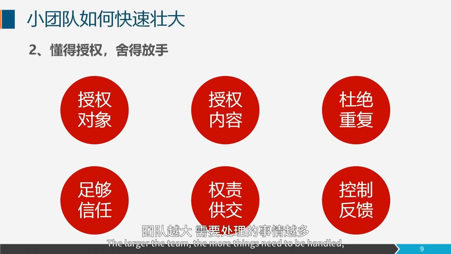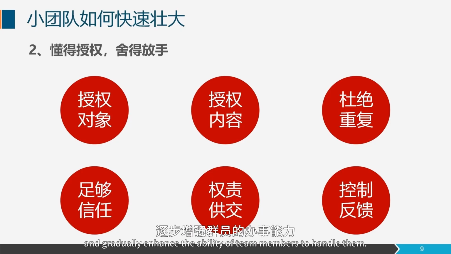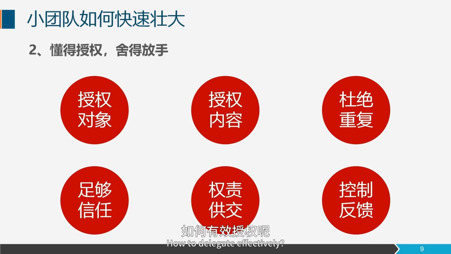The larger the team, the more things need to be handled. But the manager's time is constant, which requires higher demands. Grasping the large and letting go of the small and learning to delegate authority is a mandatory course for managers to evolve. Therefore, it is important to start with small tasks and gradually enhance the ability of team members to handle them. How to delegate effectively?